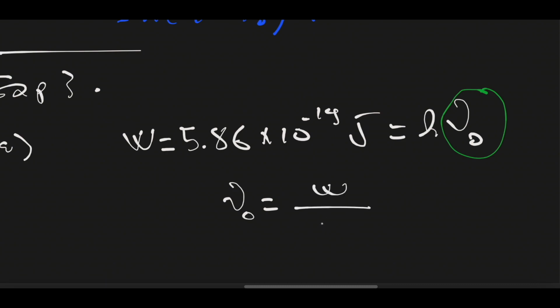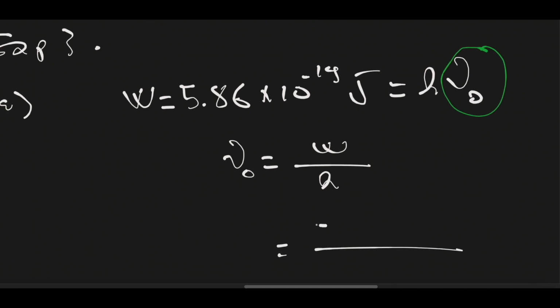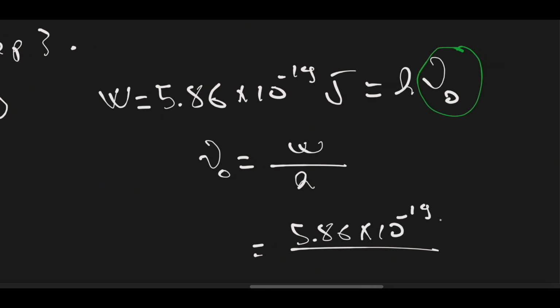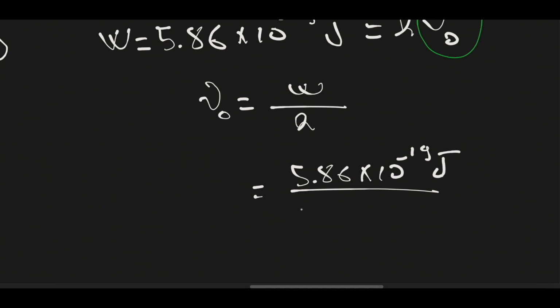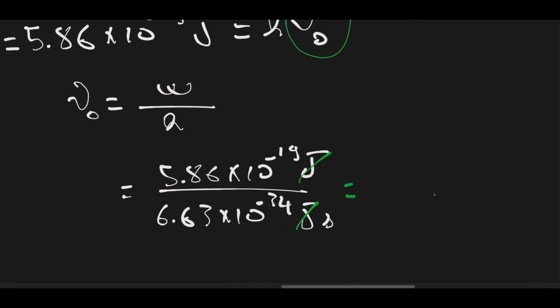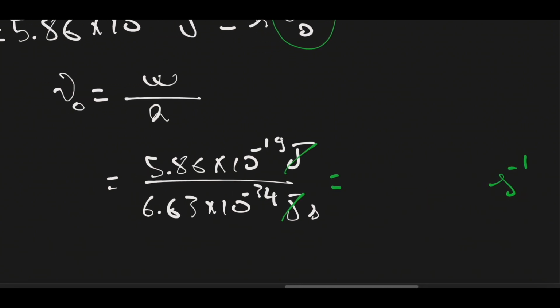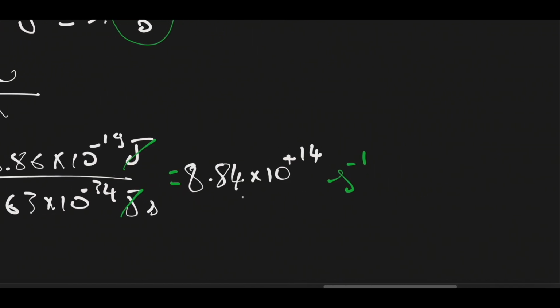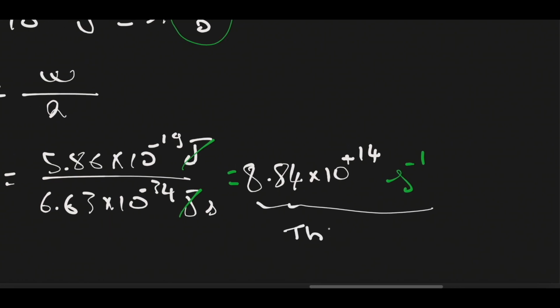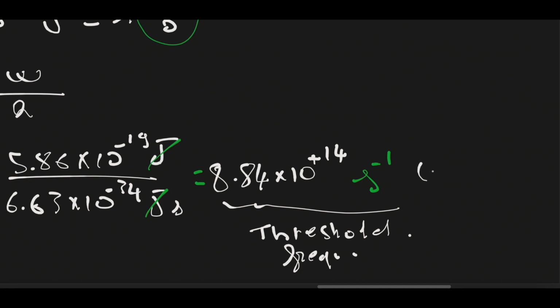So here the threshold frequency nu 0 is equal to the work function divided by the Planck's constant, which is 5.86 times 10 to the minus 19 joule divided by the Planck constant, in joule second. So here we can see that the joule units cancel, and at the end we get a result in second to the negative one, or hertz. By making the calculation, we get a value of 8.84 times 10 to the positive 14 second to the negative 1, or hertz, the same thing. So here we can say it is the threshold frequency.